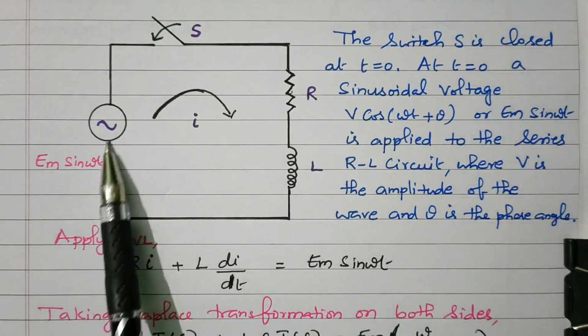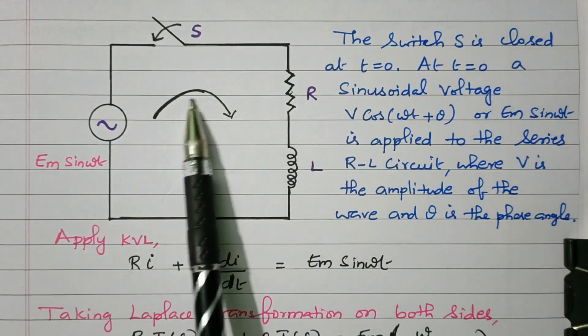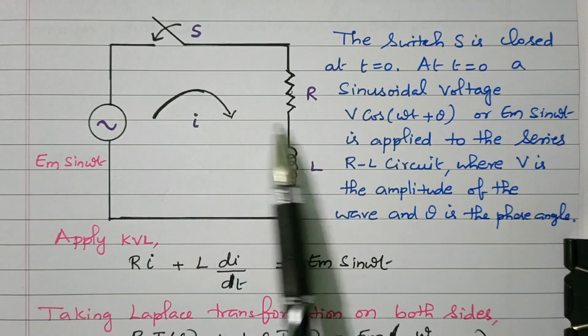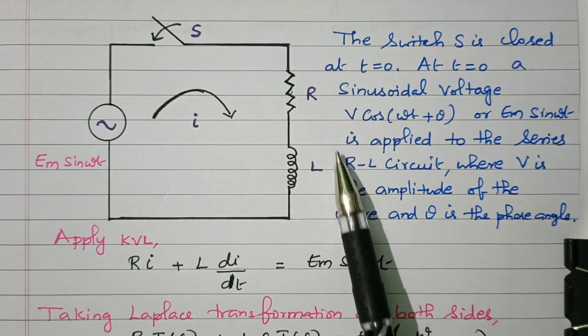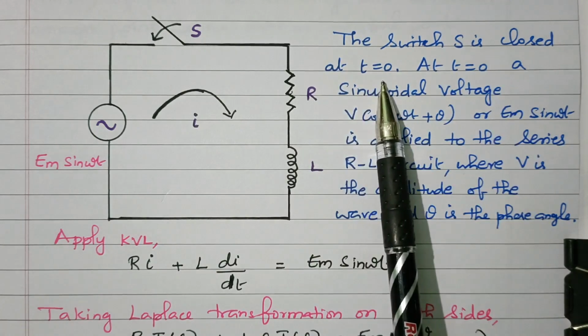So the sine wave is applied. Em sin omega t is the applied voltage. This is the transient current i. A switch is available. R and L, resistor and inductor, are connected in series. The switch S is closed at t equal to 0.